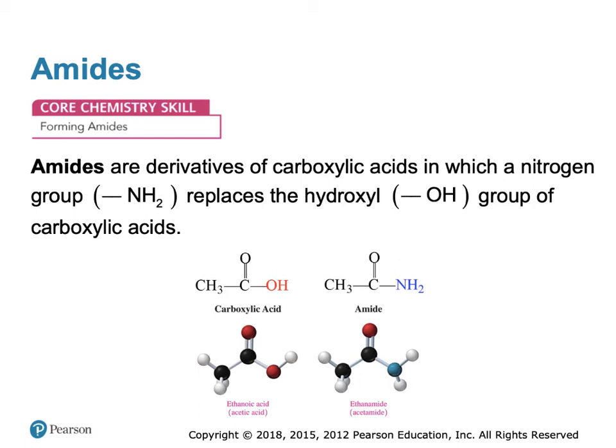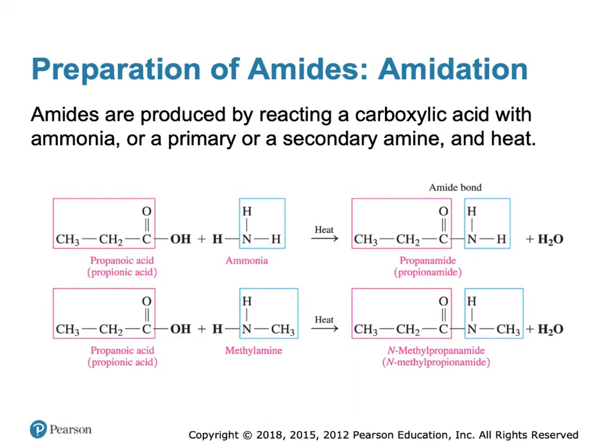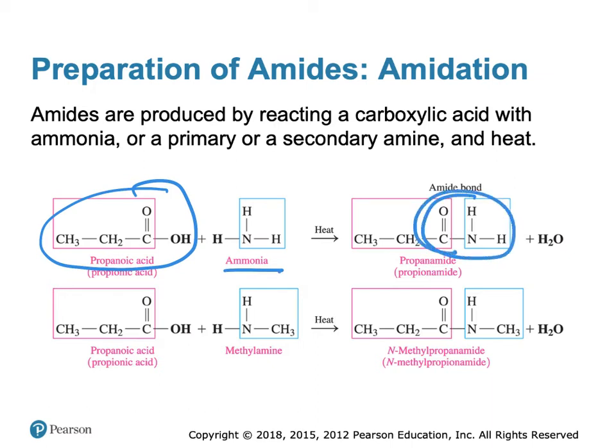Right, so if we look at our carboxylic acid structure, you have a carbonyl and an OH. In an amide, you are going to replace that OH group with an NH2 group or a nitrogen. It doesn't have to be an NH2. Amides are produced by reacting a carboxylic acid with ammonia or a primary or secondary amine and heat. Right, so here's your carboxylic acid. Here's ammonia. We have heat, and you are going to make this amide bond.